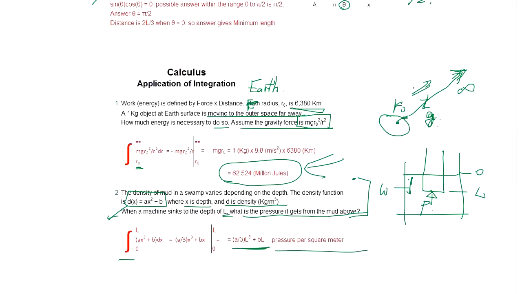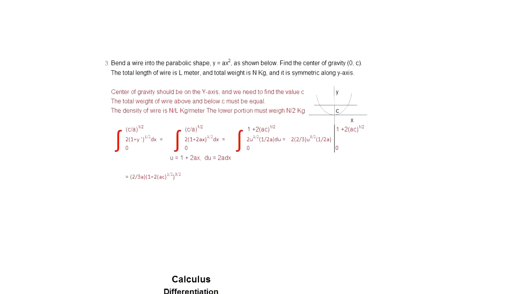Okay. Next one. Bend the wire into the parabolic shape as shown below. Find the center of gravity. The total length of the wire is L meters and the total weight is N kilograms. This sounds like an engineering or physics problem. So you have a wire.